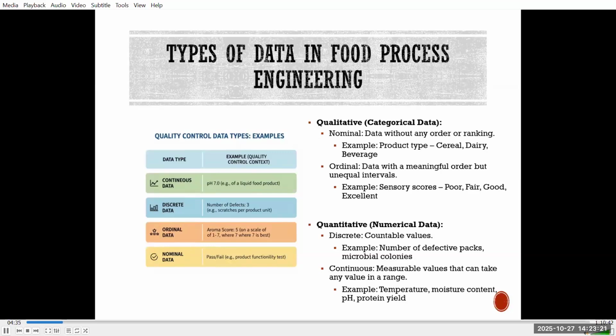While quantitative data are measurable, for example, protein yield, temperature, moisture content, or pH of juice. Quantitative data are further divided into two types: discrete data and continuous data. Discrete data are countable values, like the number of defective packets in a batch. Continuous data are measurable values that can take any number, like the temperature or the protein concentration. Understanding this distinction helps in choosing the right statistical test later.